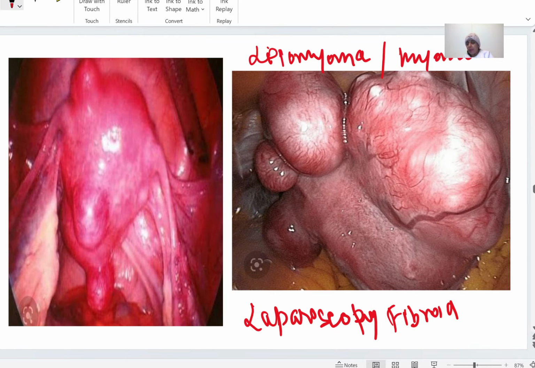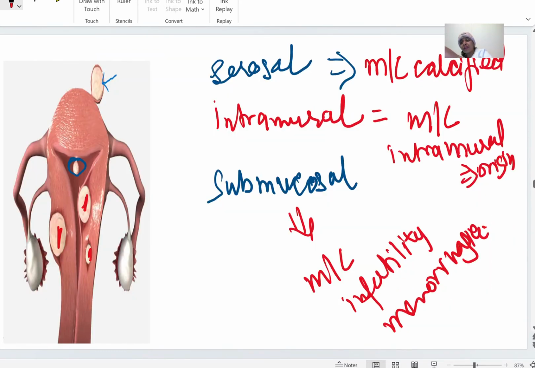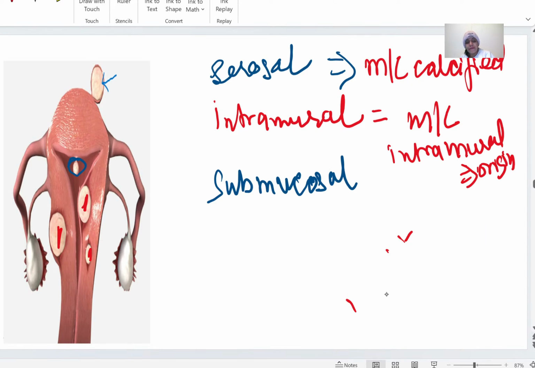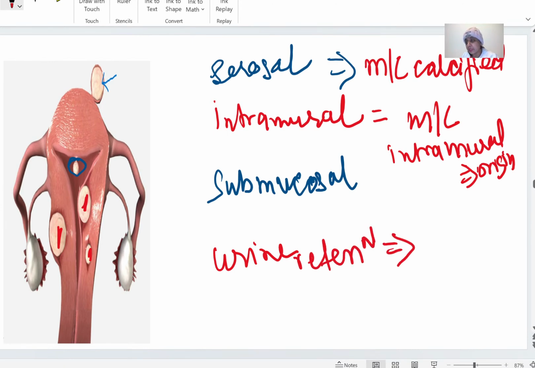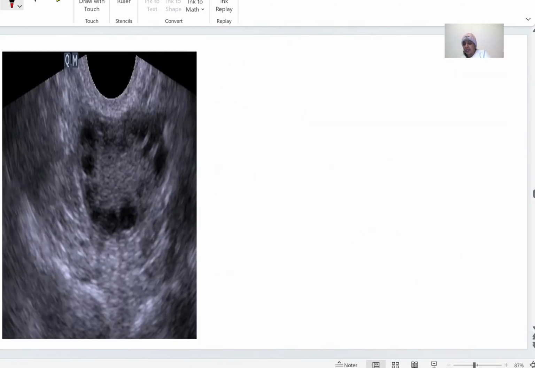This is a leiomyoma. Okay. Now just tell me, which fibroid causes urine retention? यूरिन रिटेंशन कौन से फाइब्रॉइड से होता है? सर्वाइकल फाइब्रॉइड. ओके, सर्वाइकल फाइब्रॉइड से यूरिन रिटेंशन होता है.